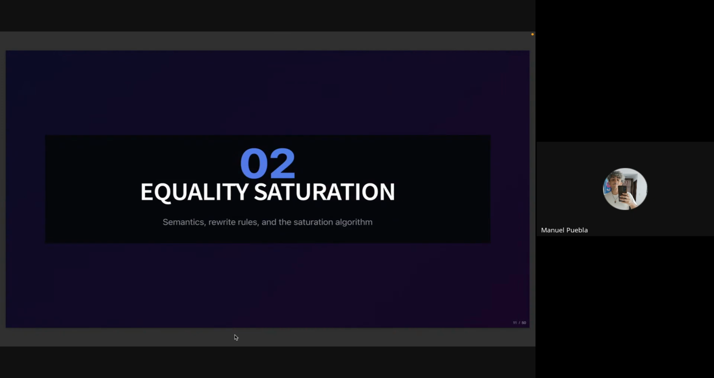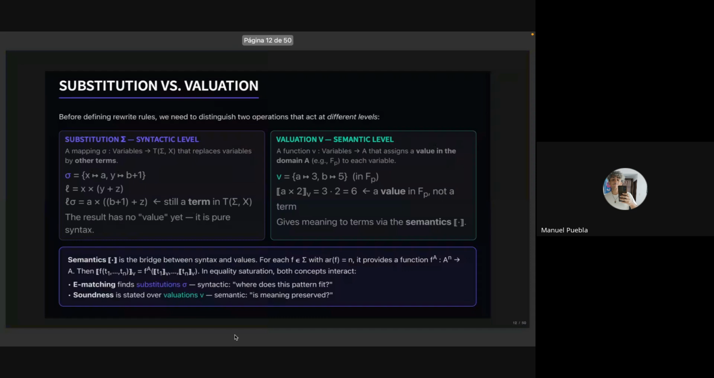So here comes the equality saturation algorithm. This is known for a number of years now. This paradigm, if I'm correct, dates from maybe 2009, and it's been getting more traction in the machine learning community slowly, and we're going to exploit that here. Before going into saturation, we need to talk about some operations that take place within this paradigm.